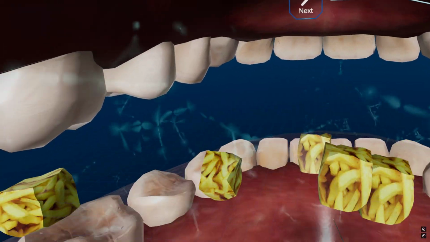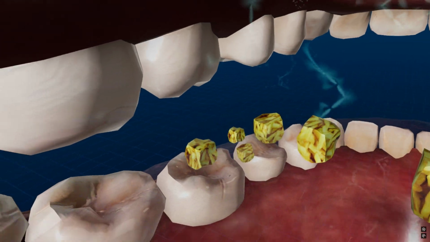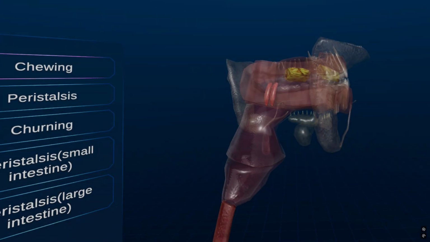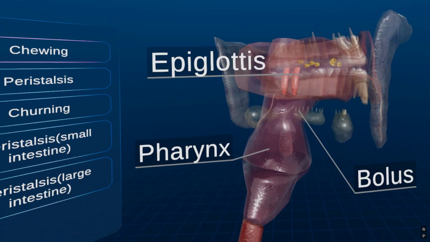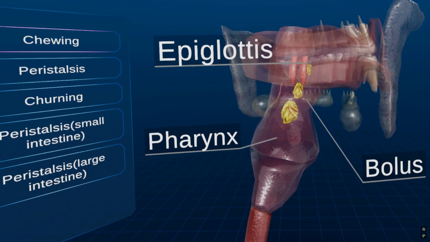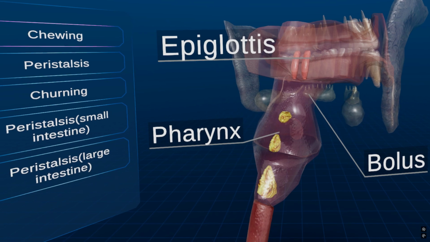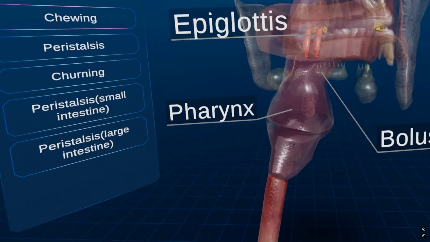Saliva production. As soon as food enters the mouth, the salivary glands start producing saliva. Saliva contains enzymes. Swallowing: once the food has been sufficiently broken down and mixed with saliva, it is ready to be swallowed. The tongue moves the food to the back of the mouth and triggers the swallowing reflex. The epiglottis, a flap of tissue at the base of the tongue, closes off the trachea to prevent food from entering the lungs.